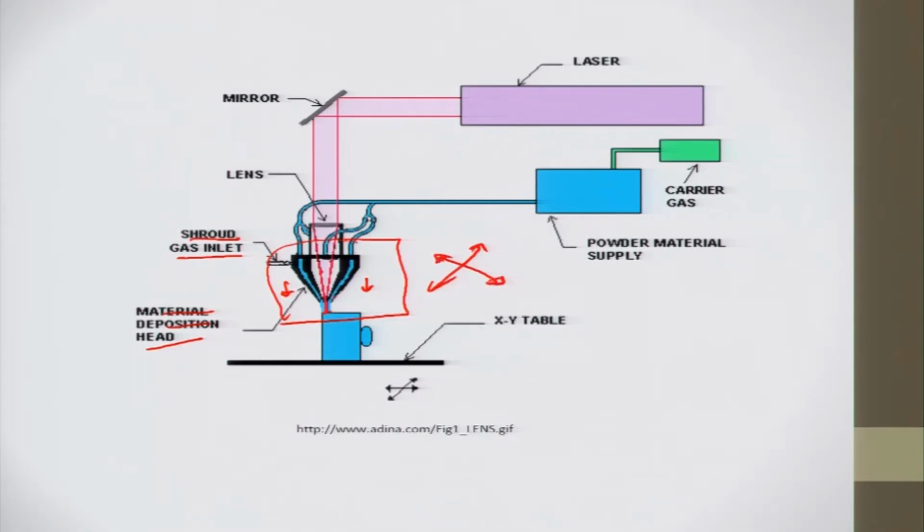So this is the stable, non-moving head, and this is the moving table or platform.